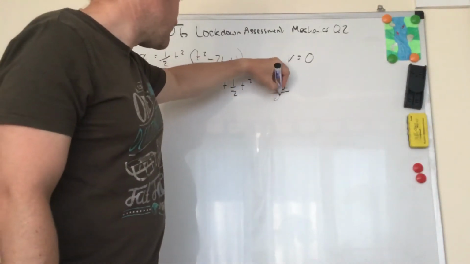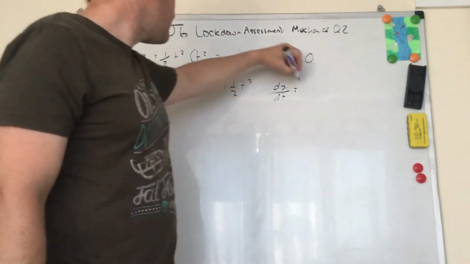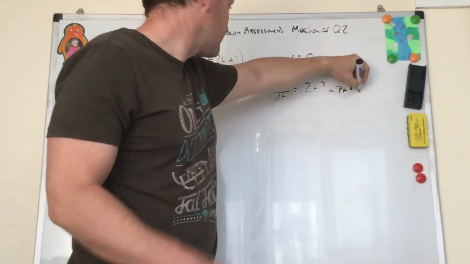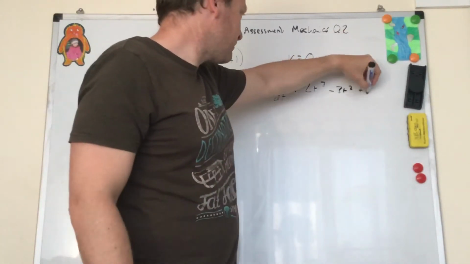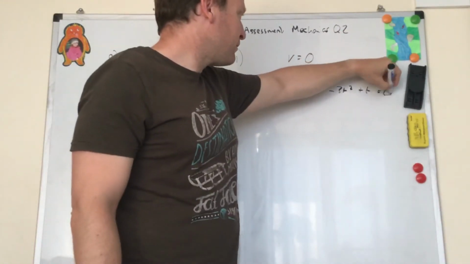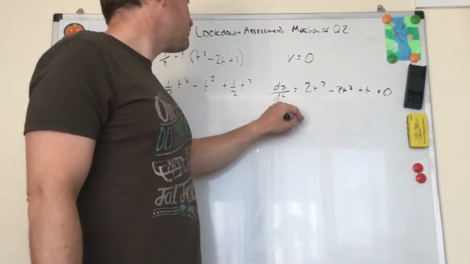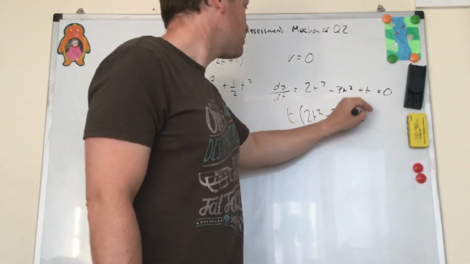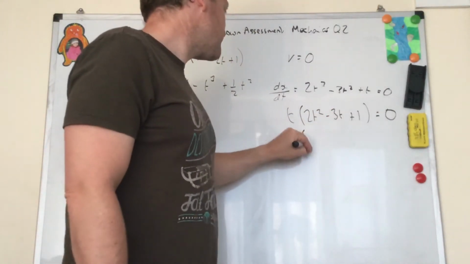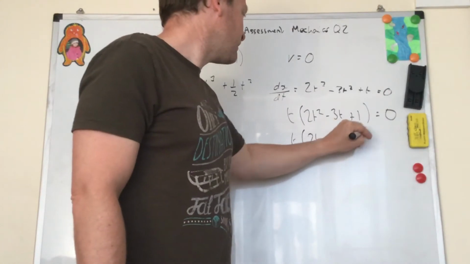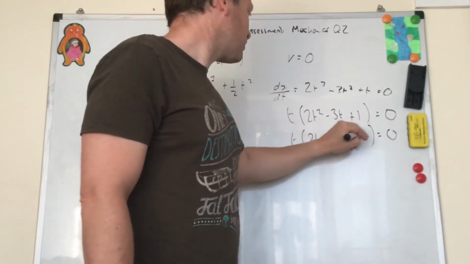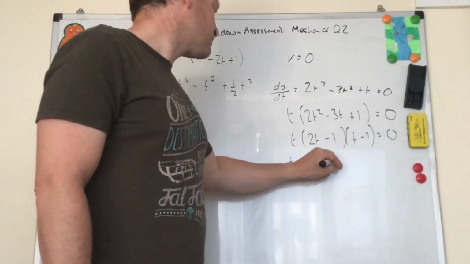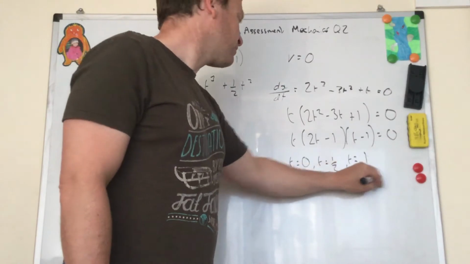So dx by dt is 2t cubed minus 3t squared plus t. And that's equal to 0, because we want velocity to be 0. Factorise out a t, we get 2t squared minus 3t plus 1. That factorises to (2t minus 1)(t minus 1). So we get t equals 0, t equals a half, or t equals 1.